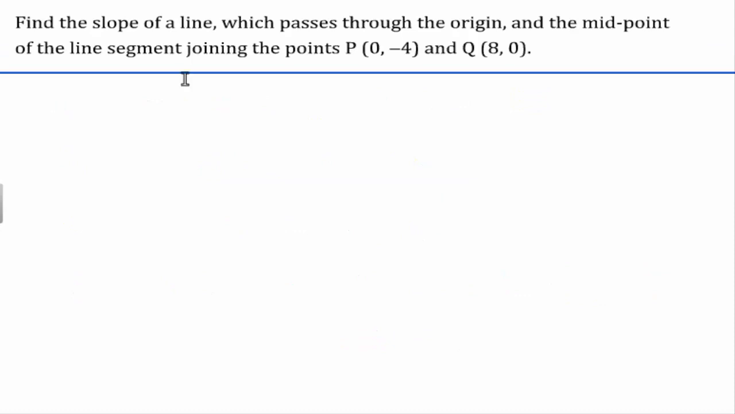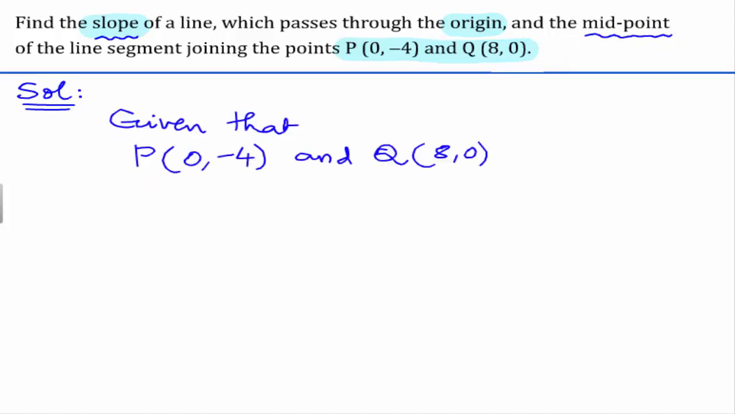In this question, we need to find out the slope of a line which is passing through the origin and a point which is the midpoint of the line segment joining two given points. Let us see the solution for this. Here two formulae are very important. One is of the slope and one is of the midpoint. The two given points are P 0, minus 4 and Q 8, 0.